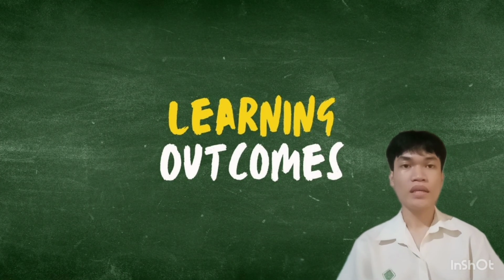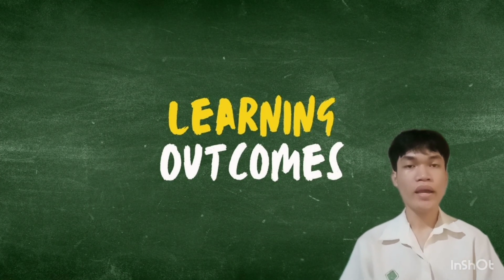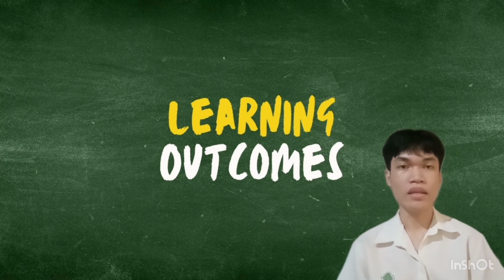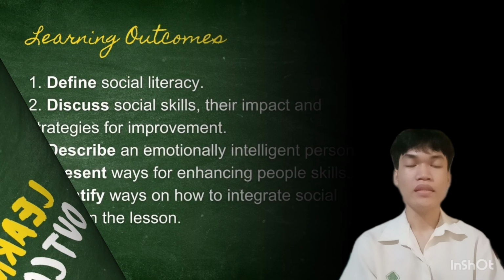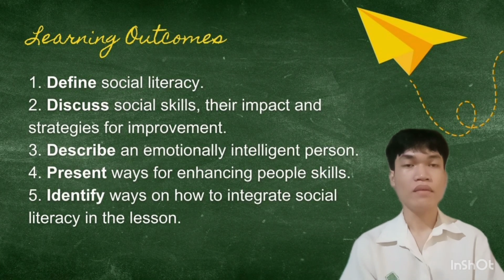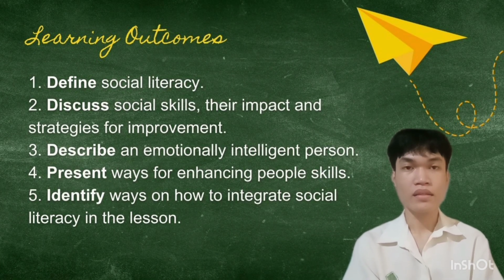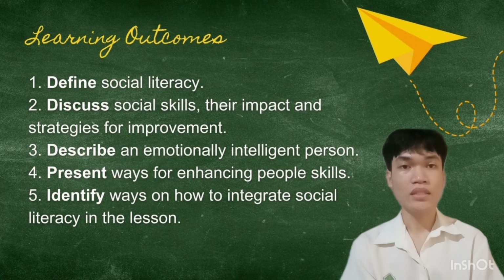So now that the topic is already introduced, we're now headed to the learning outcomes of this lesson. There are actually 8 present in this topic. Number 1 is to define social literacy. Number 2 is to discuss social skills, their impact, and strategies for improvement. Number 3 is to describe an emotionally intelligent person. Number 4 is to present ways for enhancing people's skills.